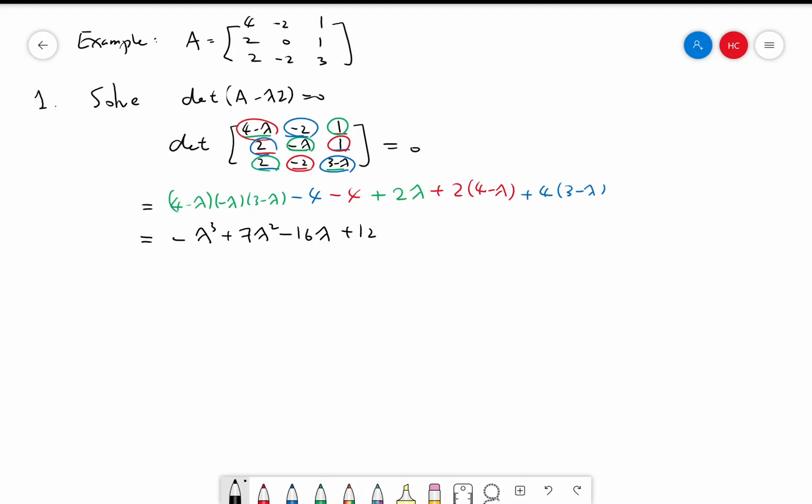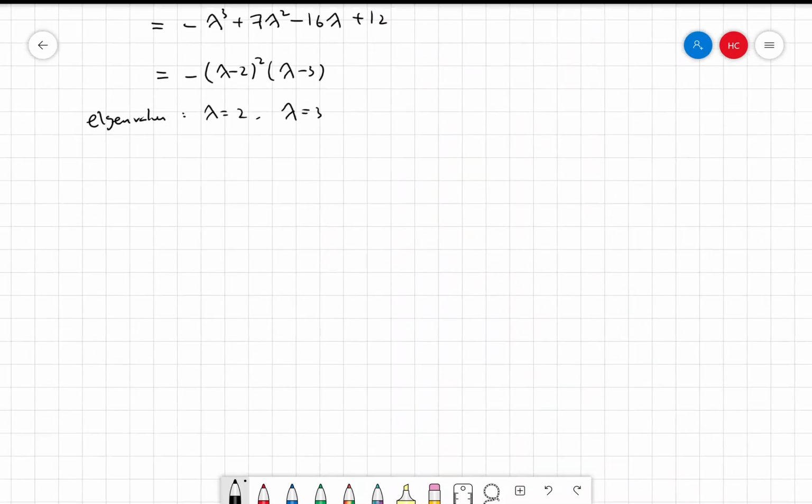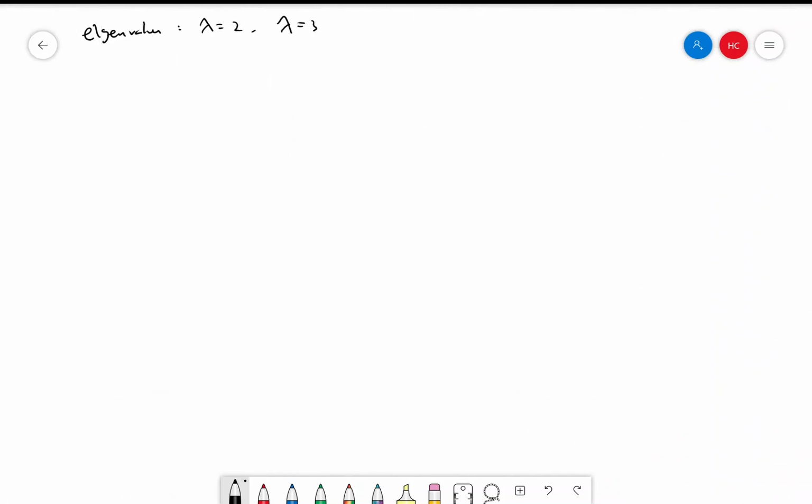And in section 5.3, we learned how to guess roots and factor polynomials, so we're not going to go over that again here. You can check out the videos in section 5.3. This factors into negative times lambda minus 2 squared times lambda minus 3. So we have two eigenvalues, lambda equal to 2 and lambda equal to 3. Two distinct eigenvalues. Alright, so for each of the eigenvalues, we need to solve for the eigenspace.